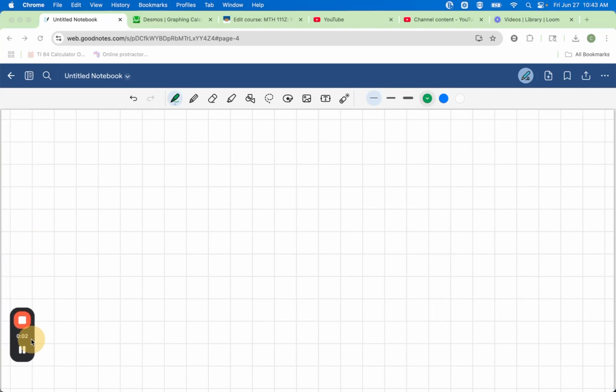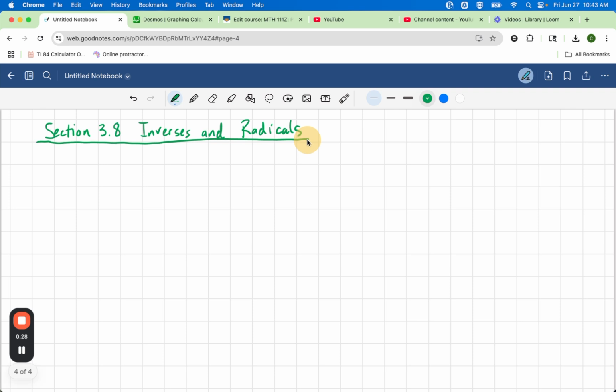Hi everyone. We're going to do section 3.8 today. Section 3.8 is all about inverse functions again and radical functions. So section 3.8, inverses and radicals. We revisit that whole idea of inverse functions, and then we're going to calculate some of them that involve radicals.